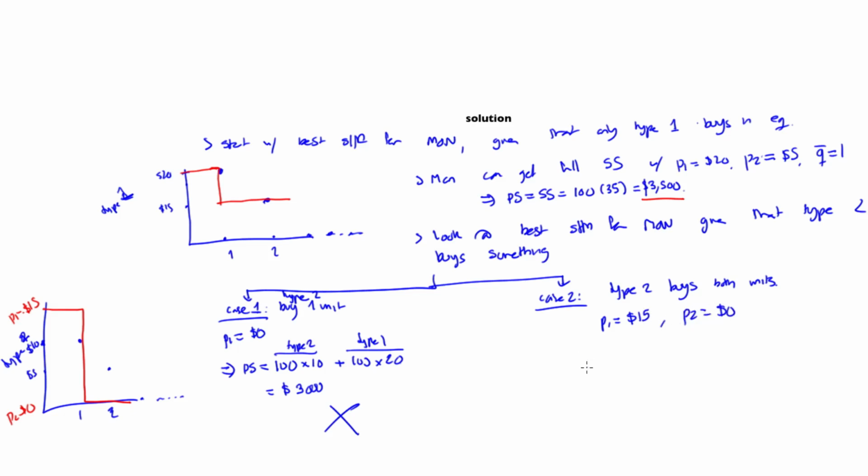What is the producer surplus in this case? It is going to be equal to 100 times 15. This is from type 2. Remember, they get nothing from the second unit because it's at 0, plus 100 times 15 from type 1, because they still sell both units, but they only get revenue for the first one. And again, this is equal to $3,000, which is not as good as the solution in which only the first consumer buys.